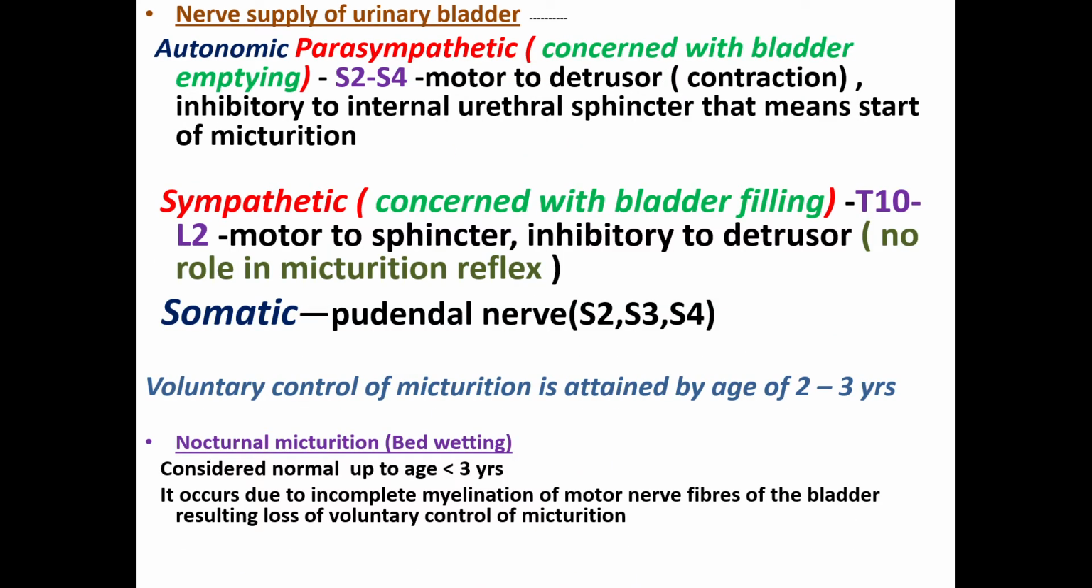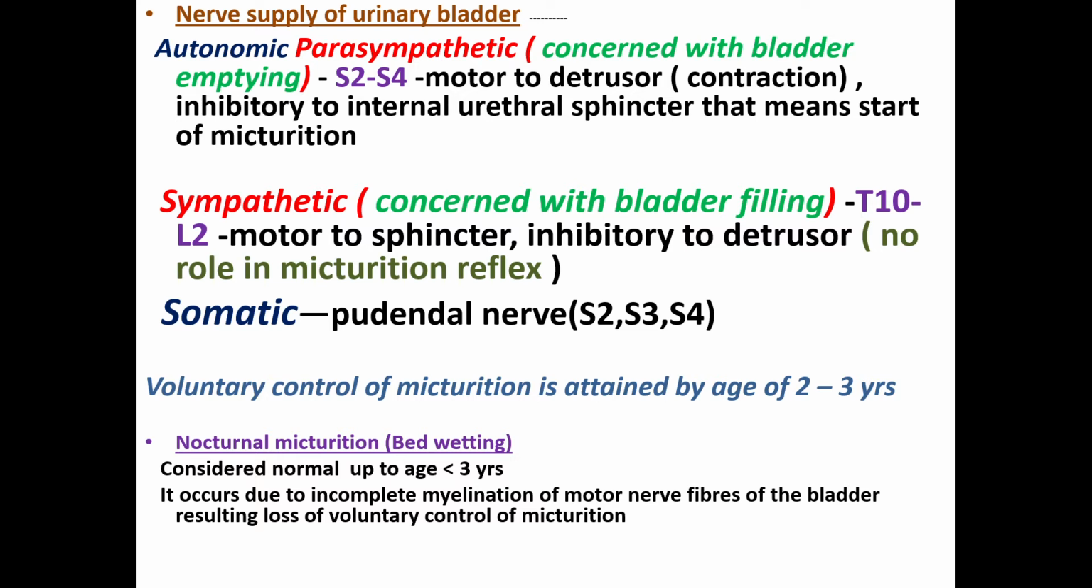I have told you earlier, the autonomic nervous system, the parasympathetic, is concerned with the bladder emptying. Keep in mind, the parasympathetic concerned with the bladder emptying is coming from S2, 3, 4, motor to the detrusor. That means they are going to contract the bladder. When you are concerned with the emptying of the bladder, you have to contract the detrusor muscle, contract the bladder, and inhibit the internal urethral sphincter. That means to start the micturition.